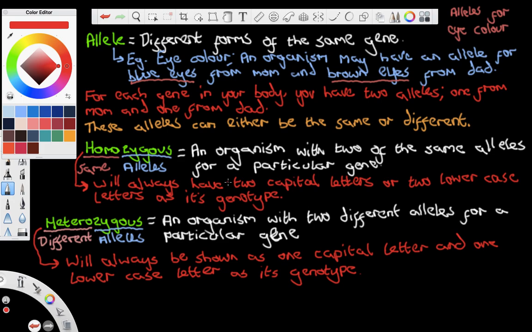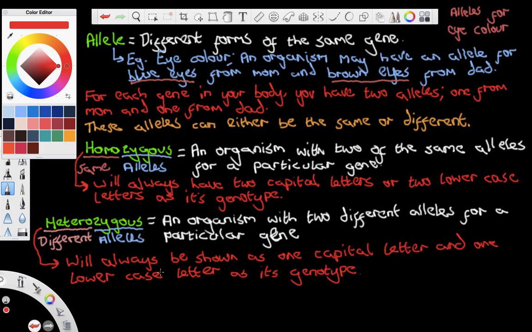If you are heterozygous, you have two different alleles for a particular gene. So for example, if you get an allele for brown eyes from mom and blue eyes from dad, you are heterozygous for eye colour. Now this means that you have two different alleles for a particular gene, and it will always be shown as one capital letter and one lowercase letter in its genotype.